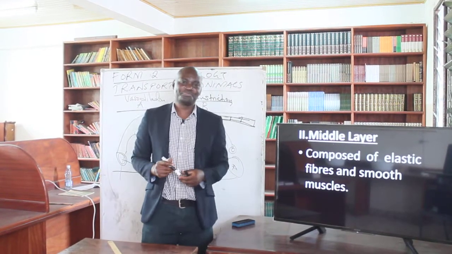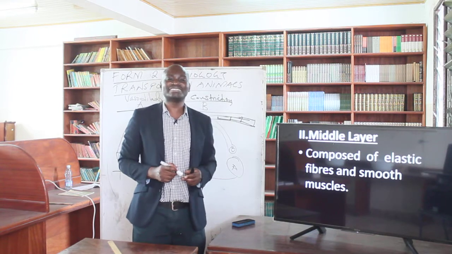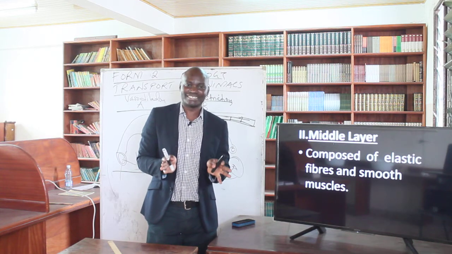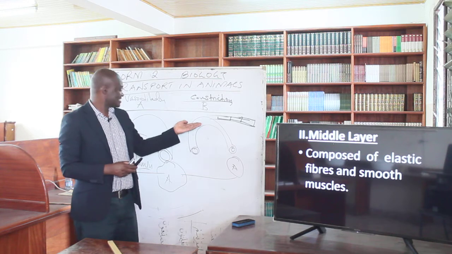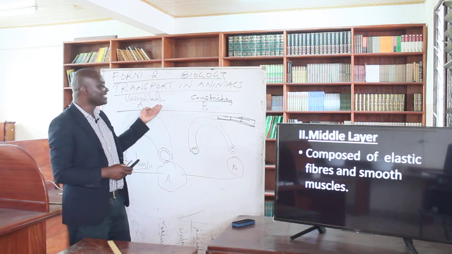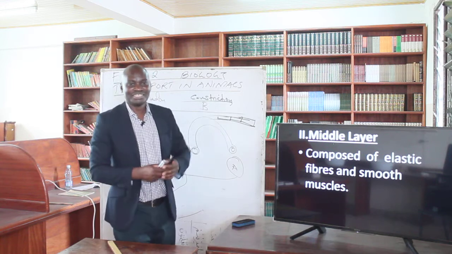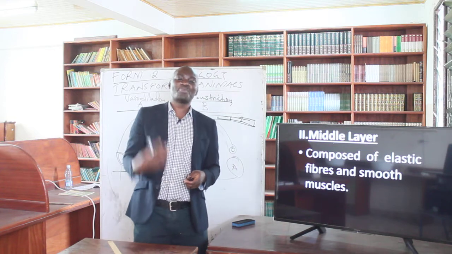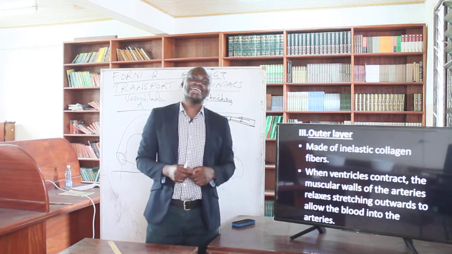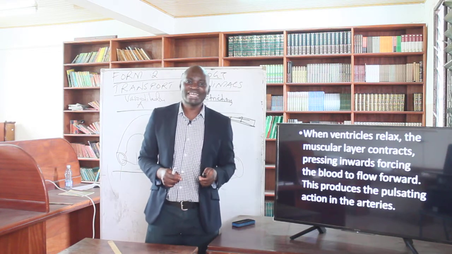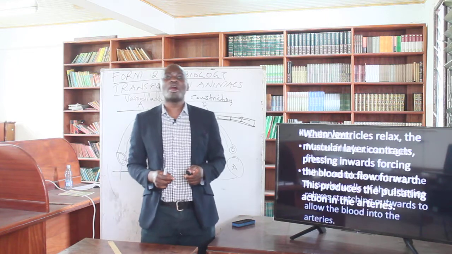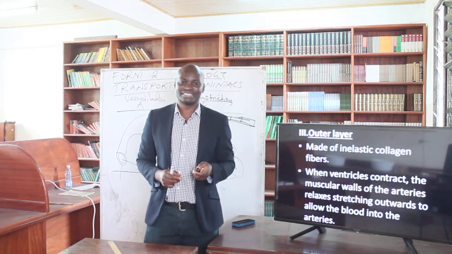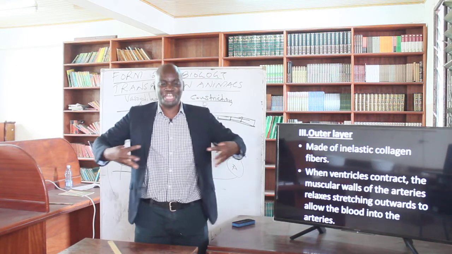Then we have the middle layer. Now this middle layer is composed of elastic fibers and smooth muscles. So why elastic? So that it can constrict and relax, dilate and constrict. It can expand and relax to allow blood to pass through. Then we have the outer layer. The outer layer of the arteries is made up of inelastic collagen fibers. This is the layer which does not stretch.